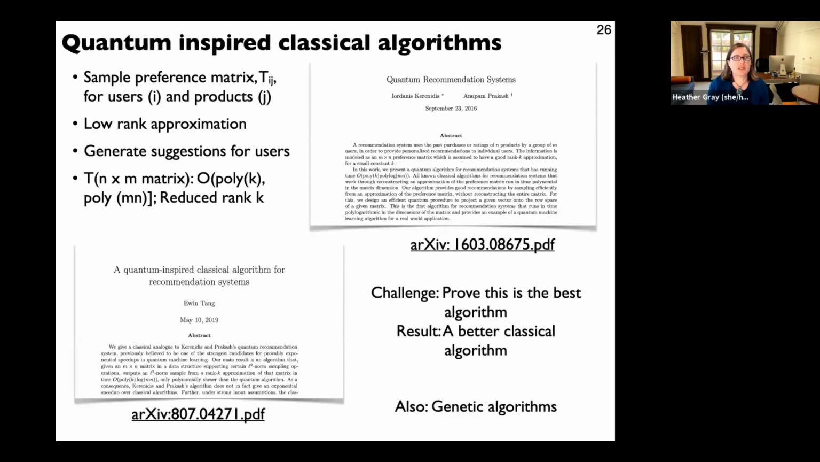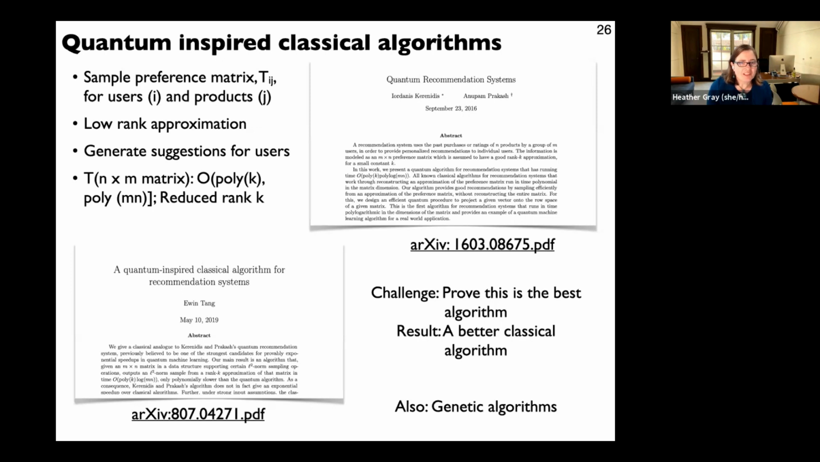The last thing I want to say about algorithms is that sometimes when one goes to solve a quantum problem, you end up finding things that impact classical algorithms. Here's an example that I found from one of my colleagues. The problem to solve is: if you have a sample preference matrix T for users and products, and you want to generate suggestions for a user, like what products should I buy on Amazon, people set out to solve it using quantum recommendation systems. And you can see the paper that came out there.